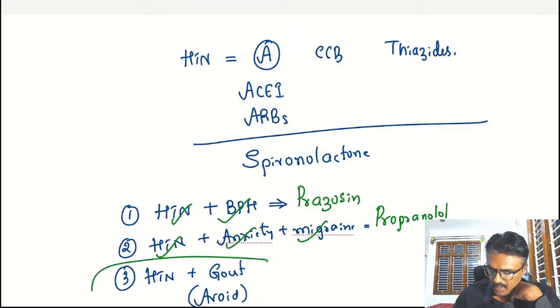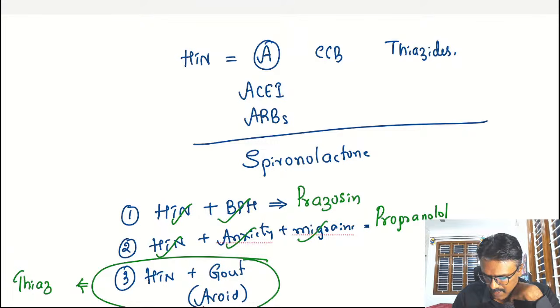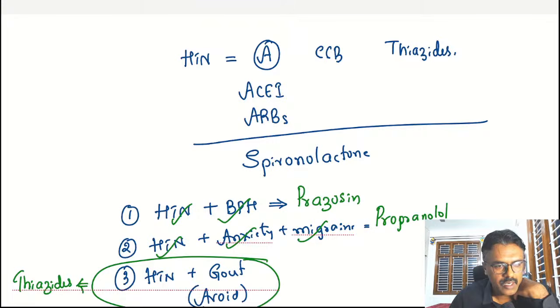But the third question is hypertension with gout. Which drug should you not use? I should not use thiazides. Why, sir? They increase uric acid. Already in gout there is more uric acid, so don't give it. In hypertension with gout, thiazides are not given.